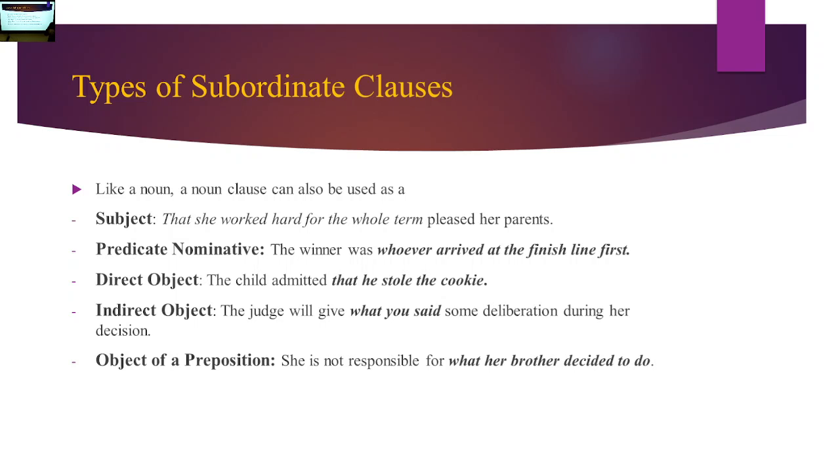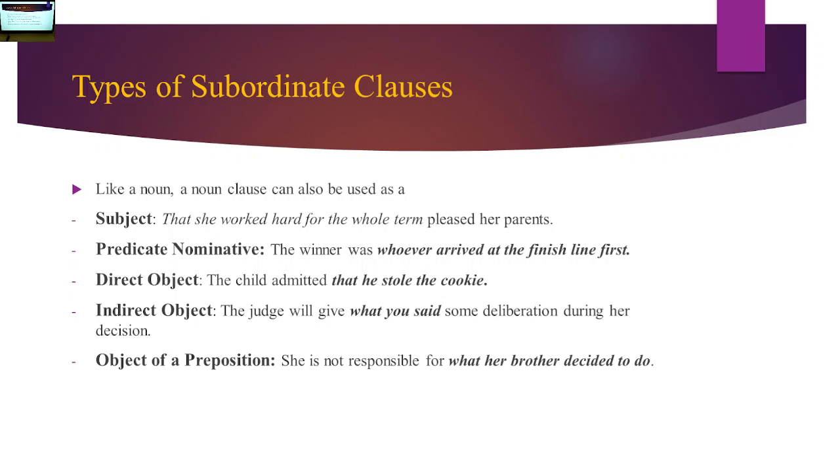And you ask the question for whom or to whom in order to know the indirect object. So let's see here. The judge will give what you said some deliberation during the decision. So the judge will give what? Some deliberation. To whom? What you said. So what you said is a noun clause that functions as an indirect object.